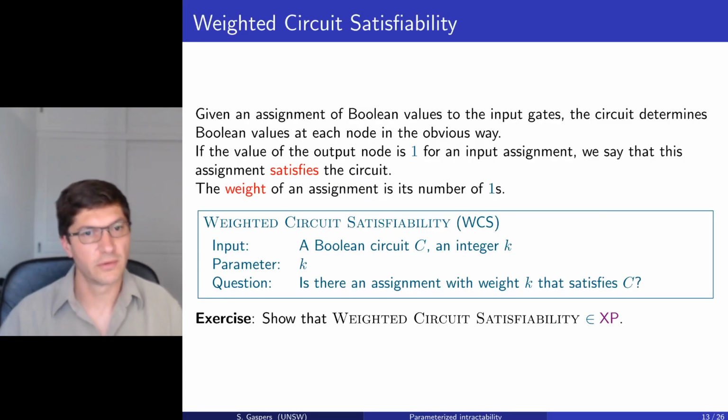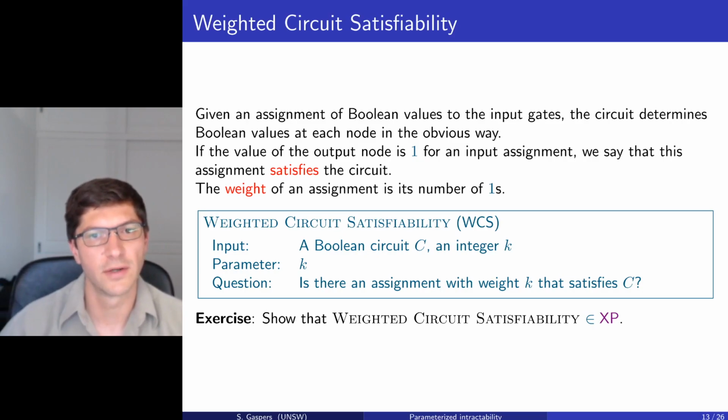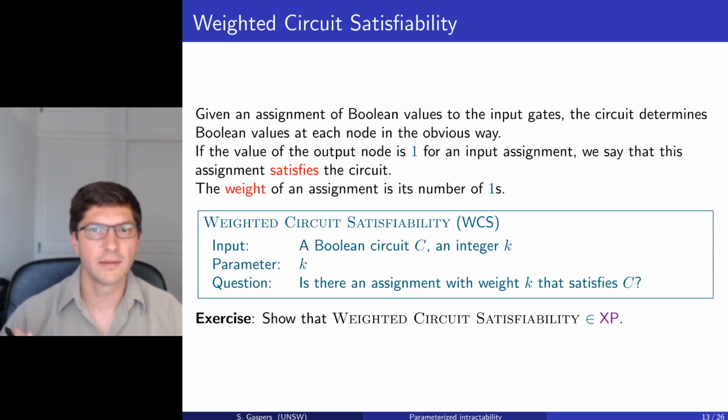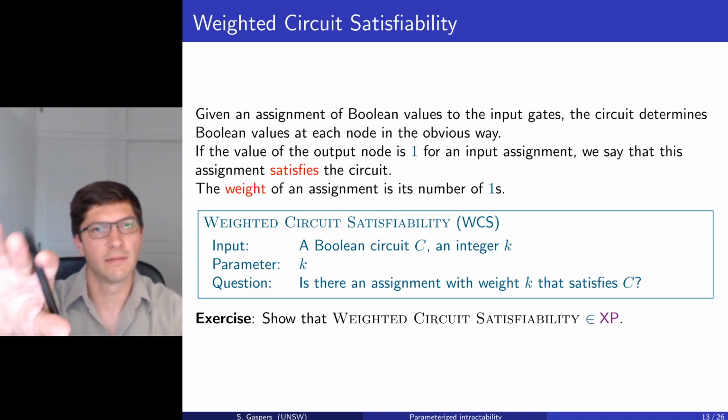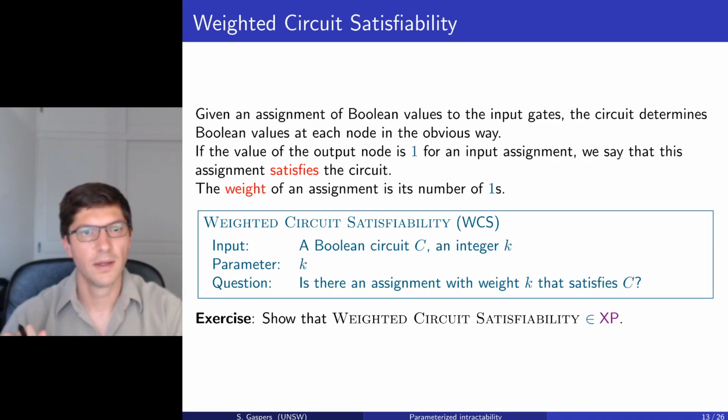Our main problem about circuits is the weighted circuit satisfiability problem. So the input is a Boolean circuit C and an integer k. The parameter is k, and the question is whether there is an assignment with weight k that satisfies C. An assignment is an assignment of Boolean values to the input gates, and once we have an assignment, we can propagate these values and we get some value at the output node. Now, if we get a 1 at the output node, we say that this assignment satisfies the circuit.